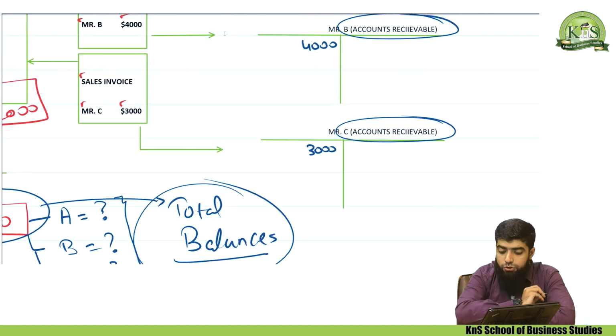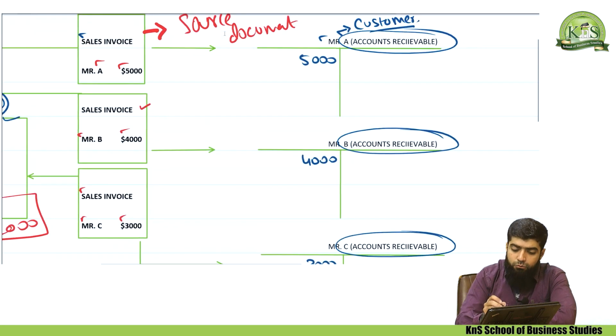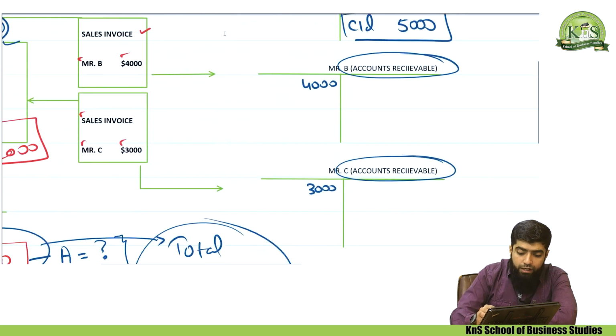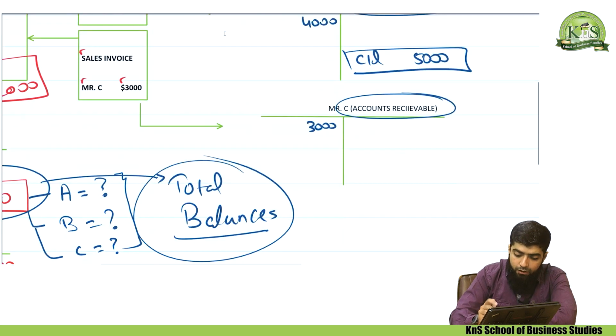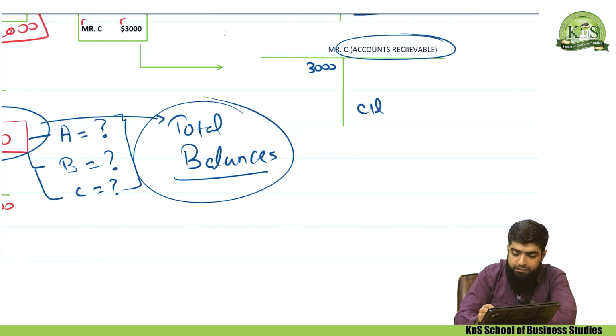And that account also shows the account receivable. If we calculate the account receivable from Mr. A, what amount we have to receive from Mr. A is obviously the 5,000. And what amount should we receive from Mr. B? That is obviously again the 5,000. And what amount we have to receive from Mr. C? That is obviously again the 3,000.